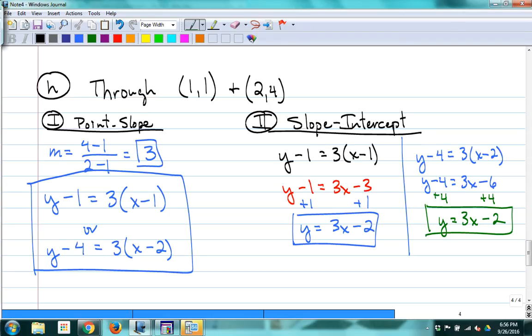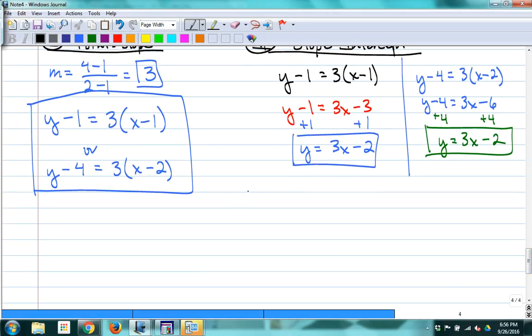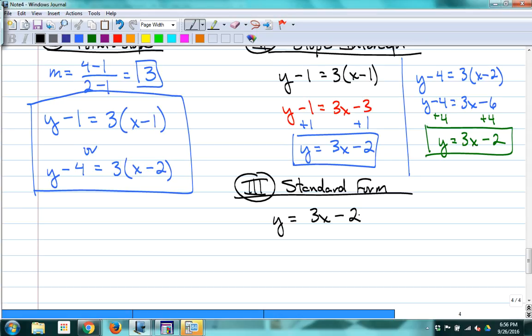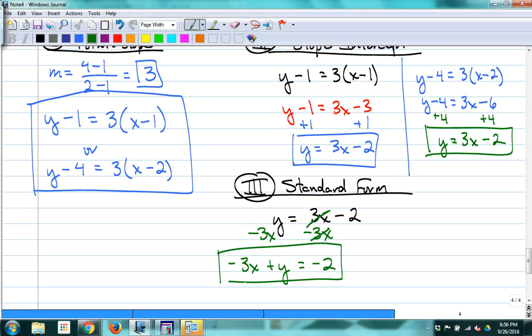So once you get slope intercept form, that's really easy to get into standard form. Okay, so step 3, standard. Okay, so we got y equals 3x minus 2. What do we need to do to get that in standard form? Subtract the 3x. Cancels out. Negative 3x plus y is equal to negative 2. No fractions. They're not all divisible by the same thing.